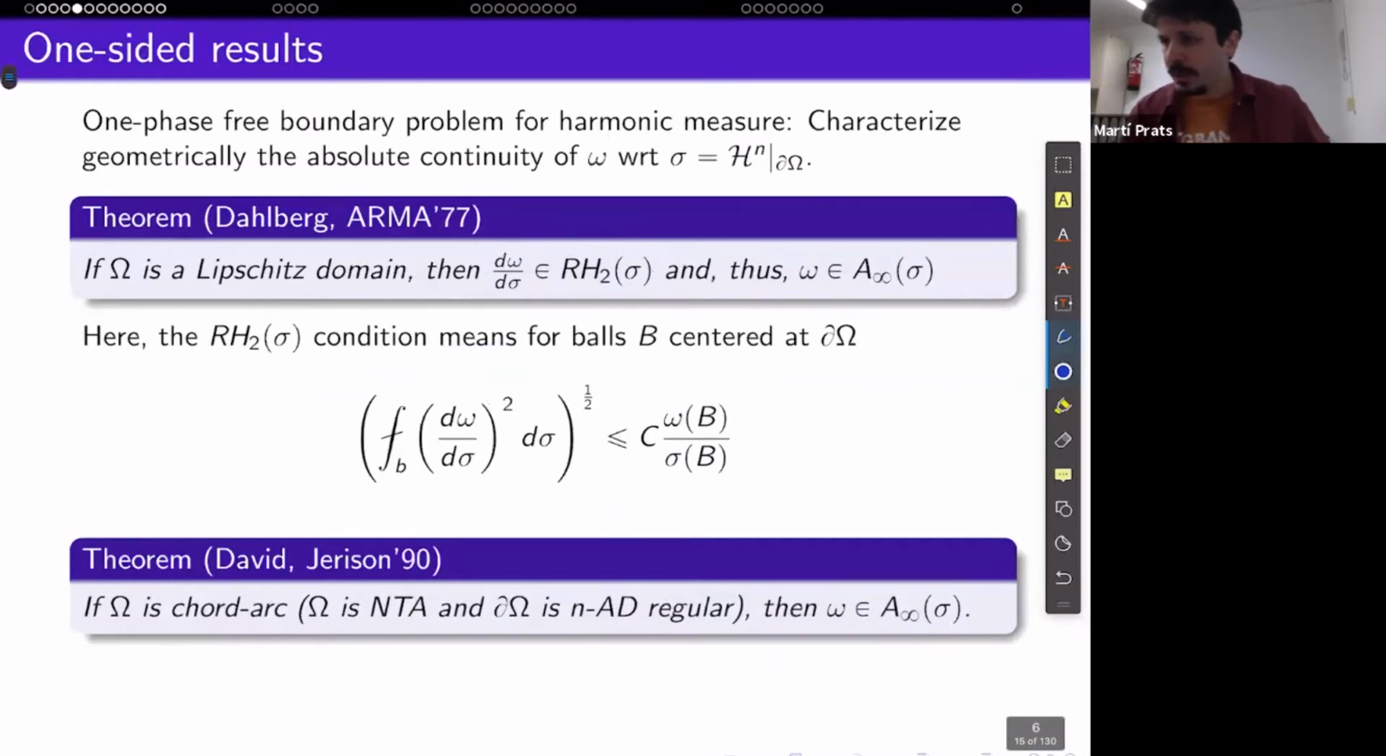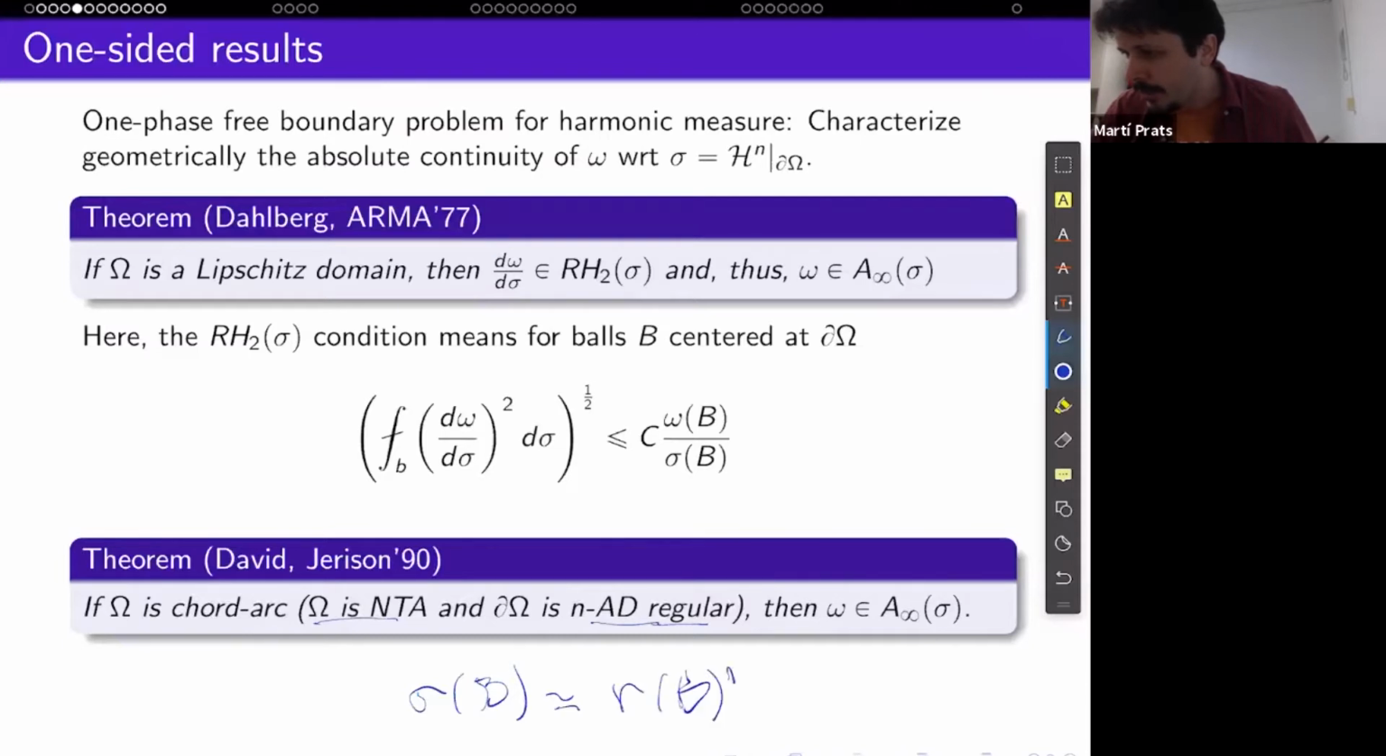Now, David and Jerison in the 90s showed that if omega is a chord-arc domain, that is, it's an NTA domain and it's Ahlfors-David regular, which means that the growth of a ball centered on the boundary is essentially the radius of the ball to the power n, then it satisfies that the harmonic measure is an A infinity weight.